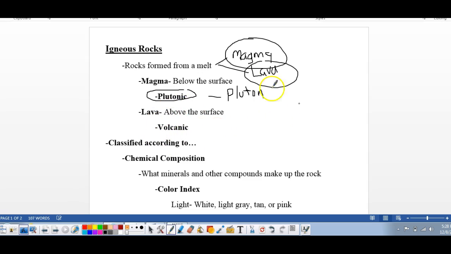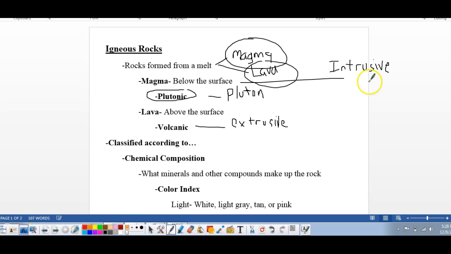And these can also be, the ones below the surface, called intrusive, so inside, and extrusive, which are the volcanic, above the surface, so outside, exit, outside the crust.